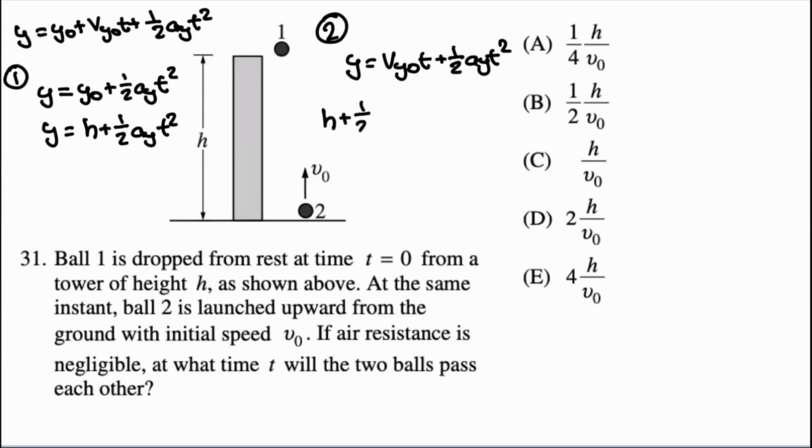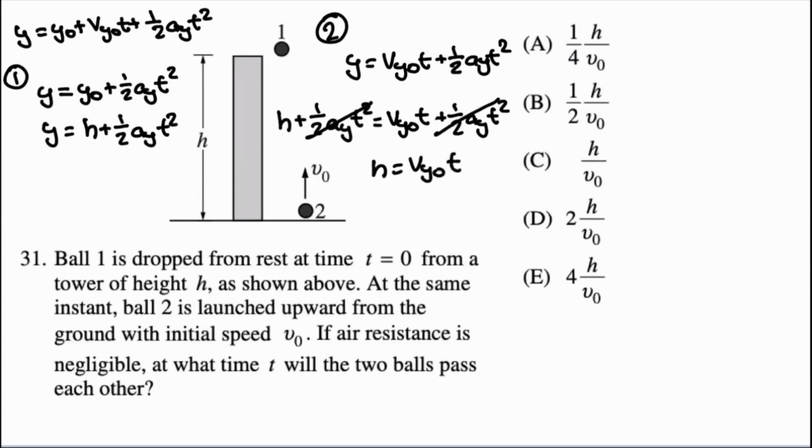So we have h plus 1/2 a y t squared is equal to v y naught t plus 1/2 a y t squared. They both share this 1/2 a y t squared, so we can eliminate them both. And so we have h equals v y naught t, and solving for t, we get t equals h over v y naught. You may notice in the answer choices, they don't specify whether it's in the x or in the y direction. They probably should, but they don't. And so the answer choice that aligns with this one is C.